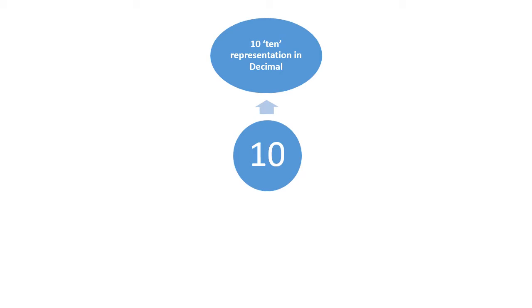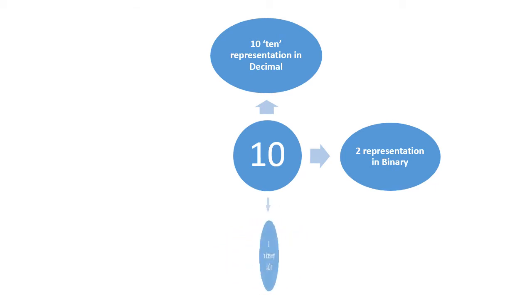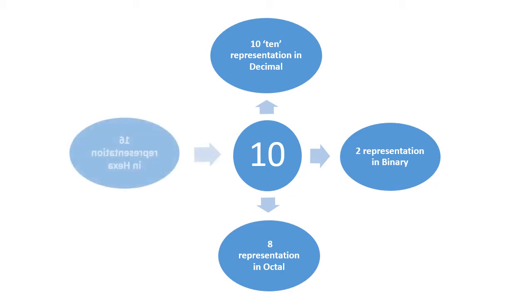But if you write 1 0 in binary, it is equivalent to 2 in the decimal system. If you write 1 0 in octal, it is equivalent to 8 of the decimal number system. And if you write 1 0 in hexadecimal, it is equivalent to 16 of the decimal number system.